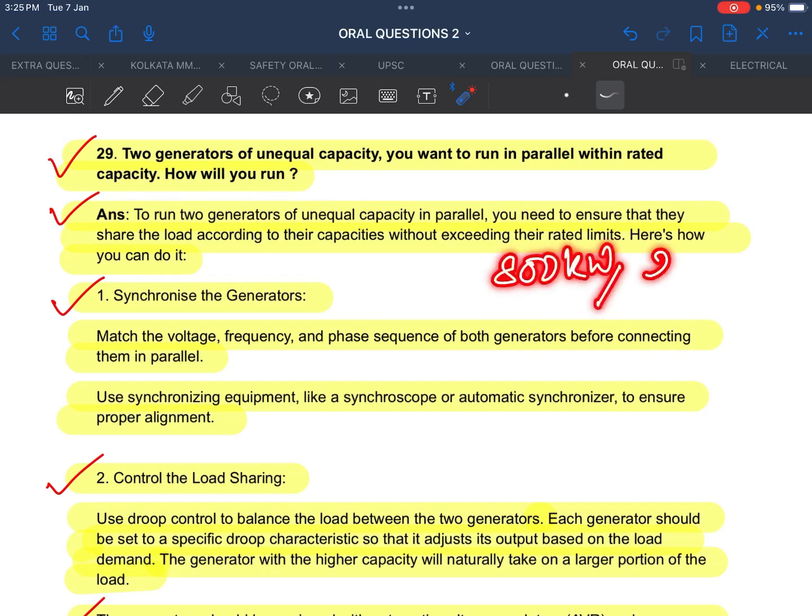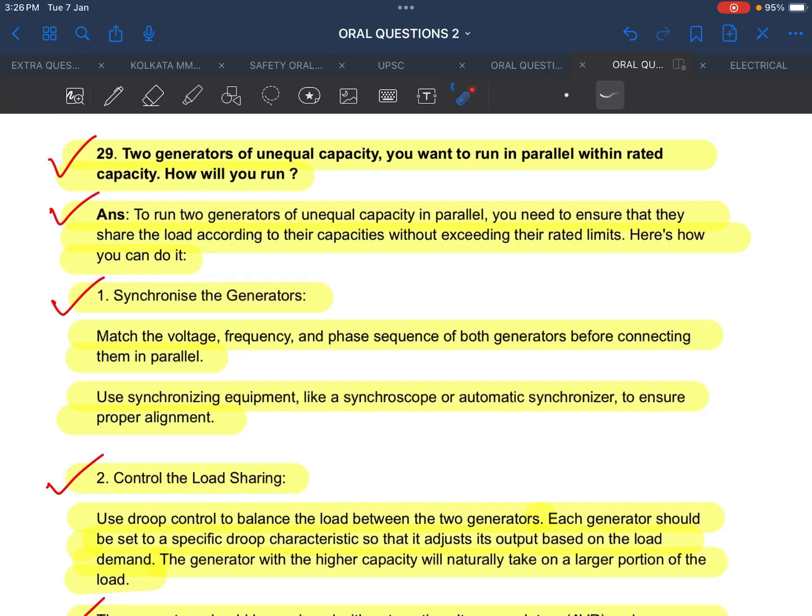Okay, and another generator, 200 kilowatt, you want to run in parallel. So how can you run in parallel, because these two have different capacity? It will run in parallel, no problem. You have to synchronize the generator very properly.